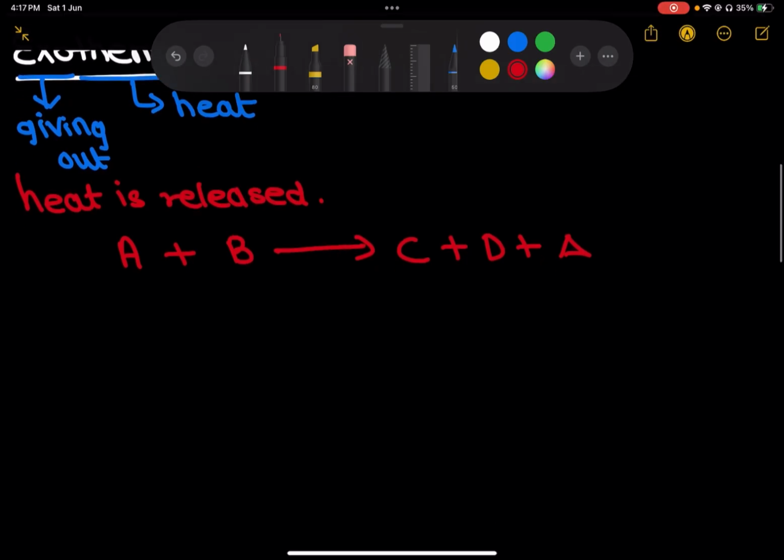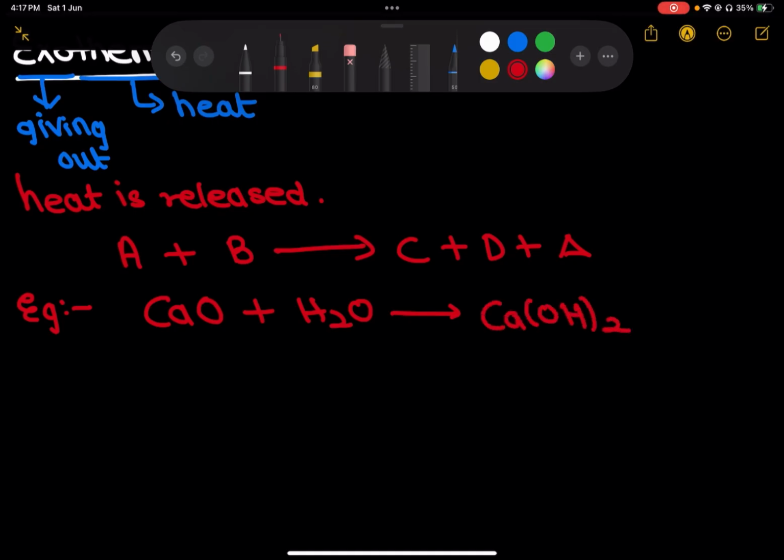Okay, so let's see one example here. CaO plus H2O, we have already seen this in one of the types of reactions. I hope you remember which one. So CaO plus H2O gives Ca(OH)2 plus heat. Okay, so see, this heat sign is there. This means this reaction is exothermic in nature. Now this, as I might have told you in the last video, is an extremely important reaction. CaO plus H2O gives Ca(OH)2 plus heat, right? So this is the exothermic reaction.